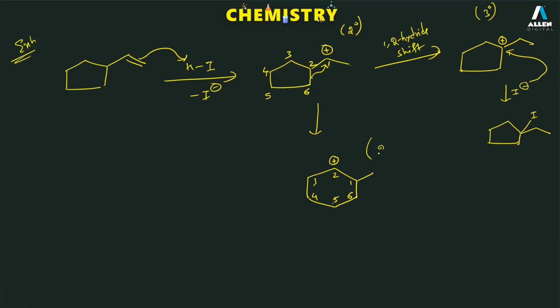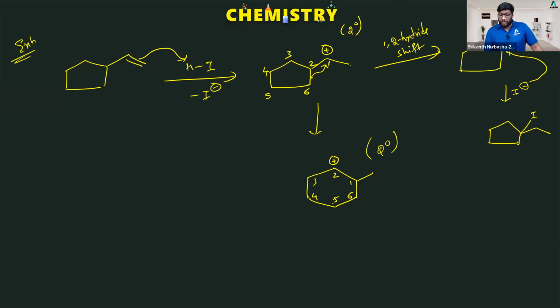Positive secondary 2-degree carbocation, because the positive charge is present on a carbon which is connected to two other groups. Is there a possibility to generate a more stable carbocation? Because we have hydrogen available here, we have to do a hydride shift or a methyl shift.